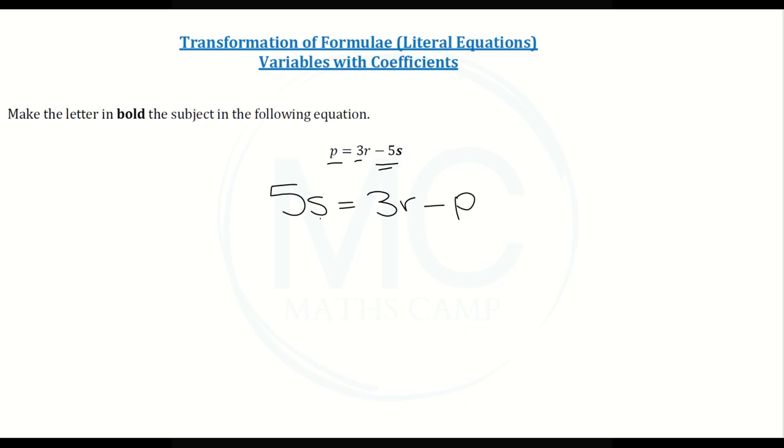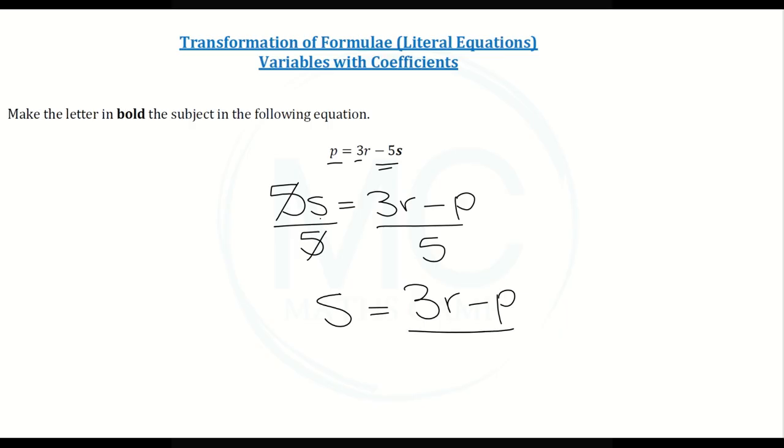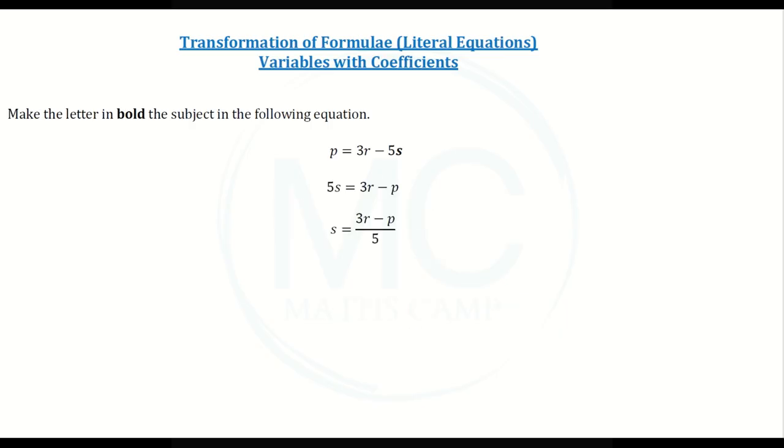S is multiplied by 5, so let's divide by 5. So divide by 5 on this side, and divide by 5 on this side. On the left-hand side, the 5's cancel, and we're left with s. And on the right-hand side, we have 3r minus p all over 5. And now s is the subject of this equation.